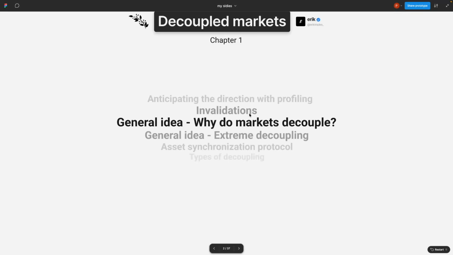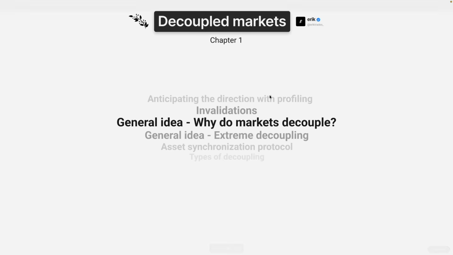I'm going to show you the table of contents. This is what we're going to be going over. First, the general idea as to why the markets decouple. Then extreme decoupling. Then asset synchronization, where you use strength switch to sync assets that are desynchronized. Then the types of decoupling, how to anticipate the direction of profiling, and then invalidations.